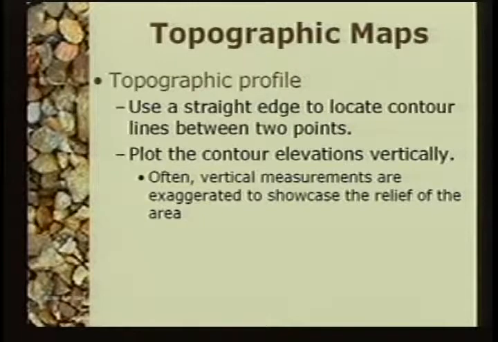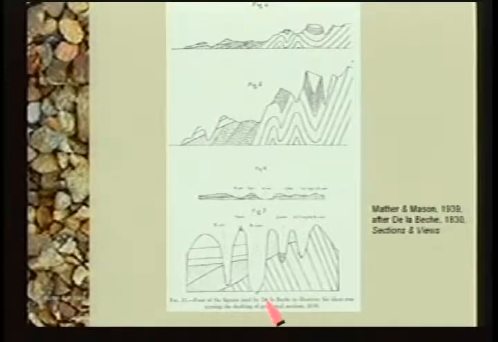Vertical measurements are often exaggerated to show the relief of an area. If we plot the vertical in the same scale as we do the distance or the geographical locations, the vertical relief usually isn't great enough for us to see differences. For example, this actually is from a textbook in 1939, almost to 1940. But this diagram comes from 1830, a geologist by the name of Henry De la Beche. And he wanted all geologists to use the regular scale, which is this. This would show the exact relief compared to the distance covered.